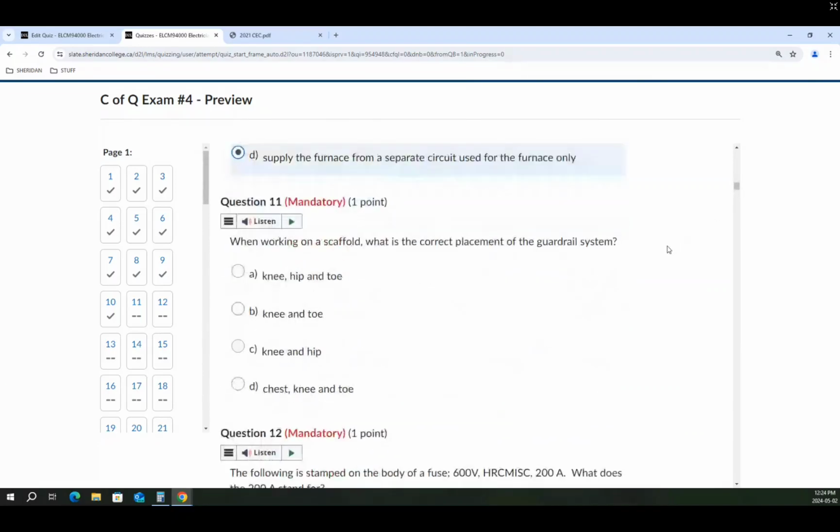Oops, jumped it a little hard. Number 11. When working on a scaffold, what is the correct placement of the guardrail system? Knee, hip, and toe.